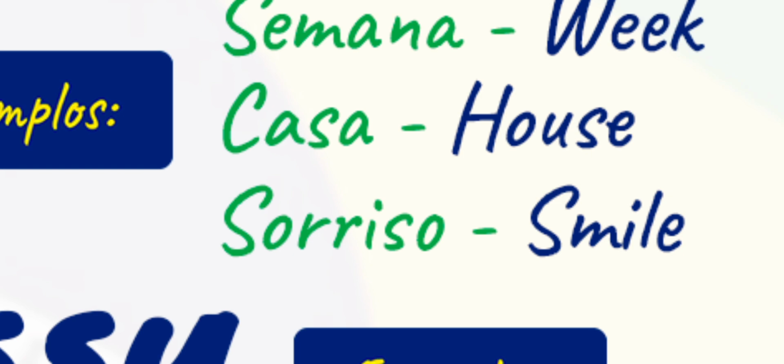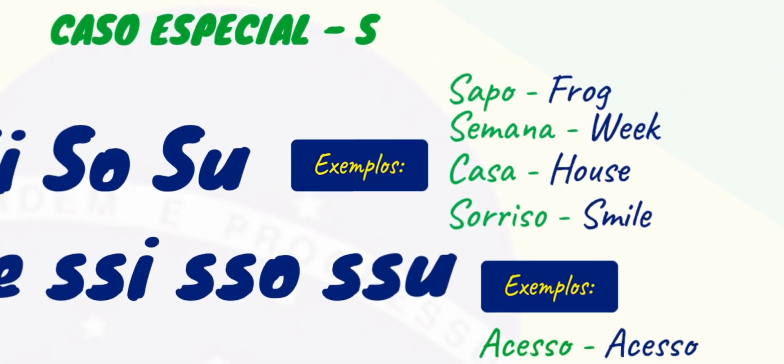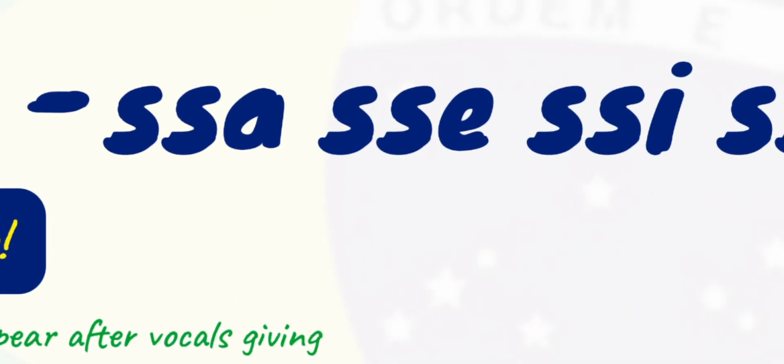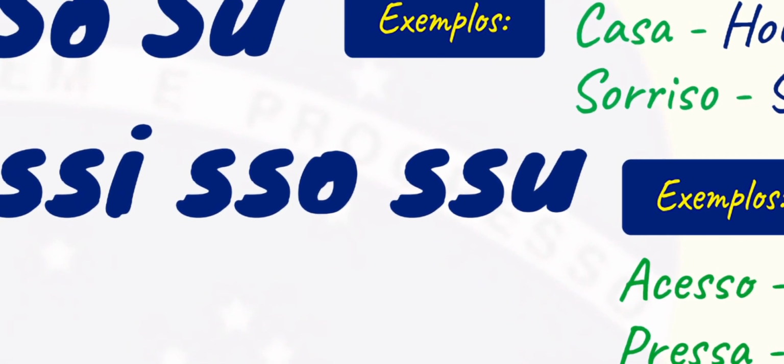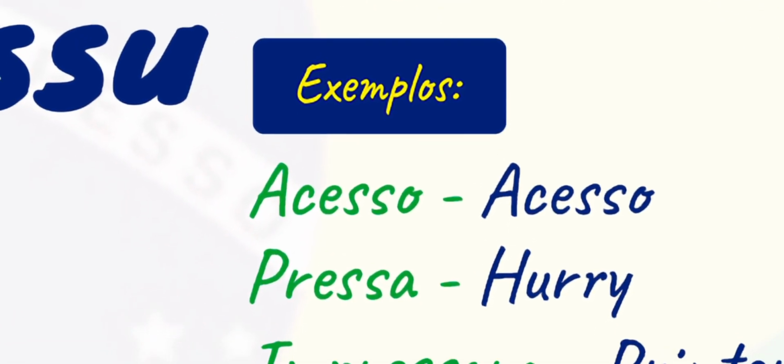And we also have the SS, that's sa, se, si, so, su. The same use as RR. So when we are in the middle between two vowels and we want the S to sound like sa, se, si, so, su, we put another S, like acesso.